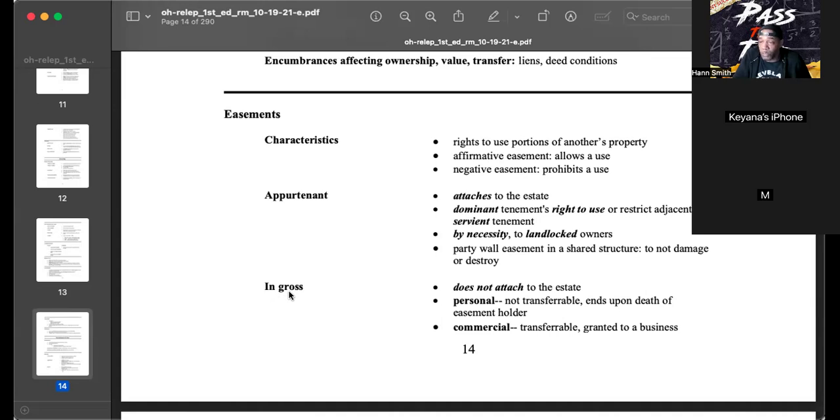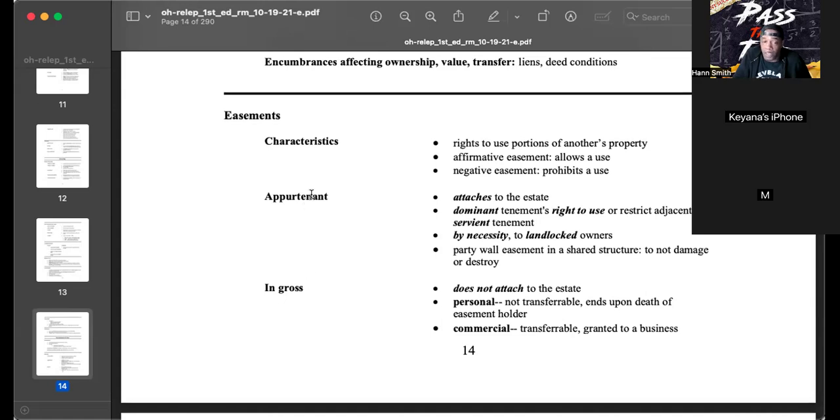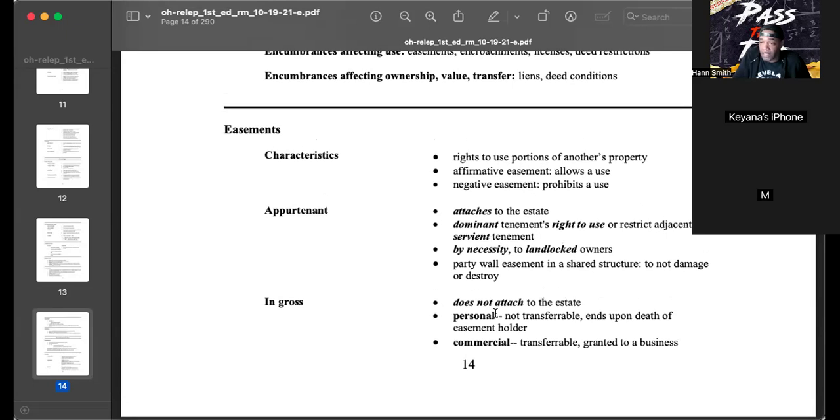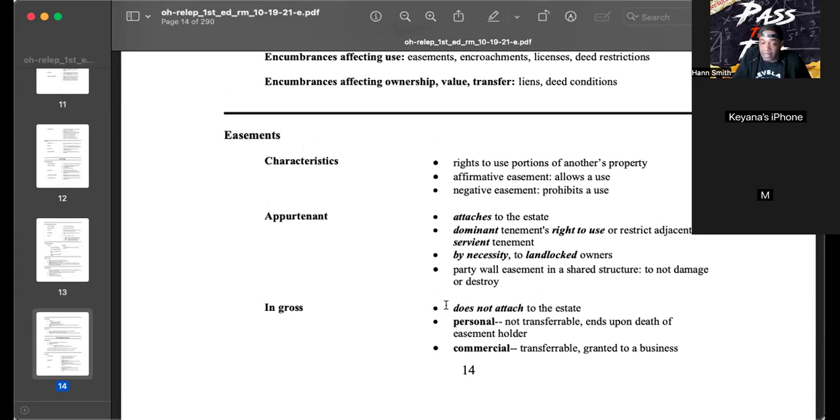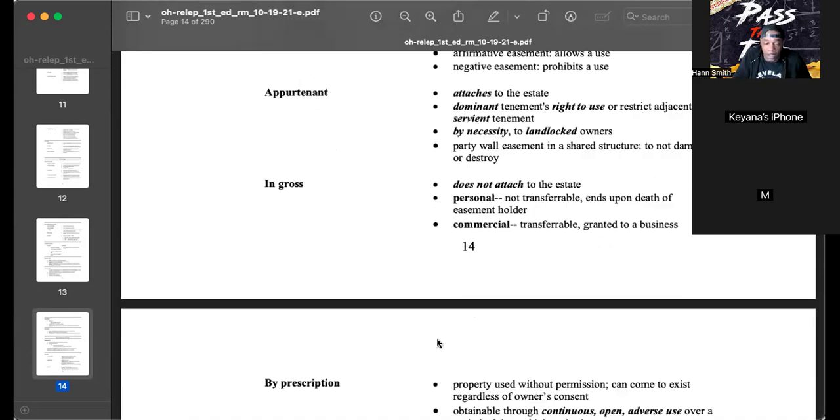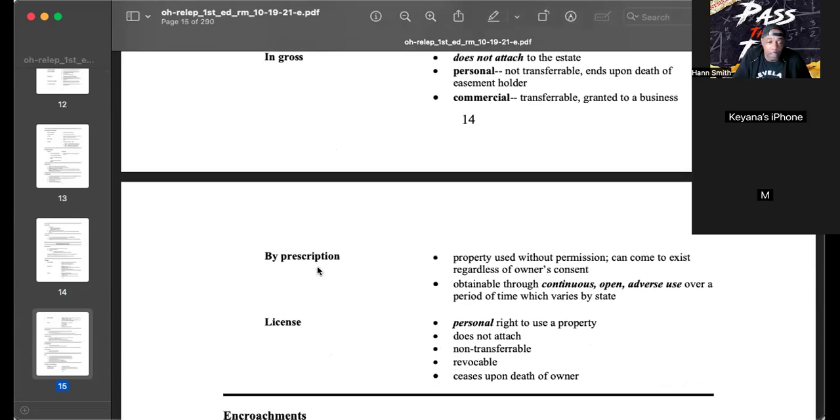Easement in gross is the one with the utility company that I was telling you about. The difference between an easement in gross and an easement appurtenant is that the gross one does not attach to the land. So when the property transfers, the easement in gross does not transfer with the land. All right. You might get a question about prescriptive easement.